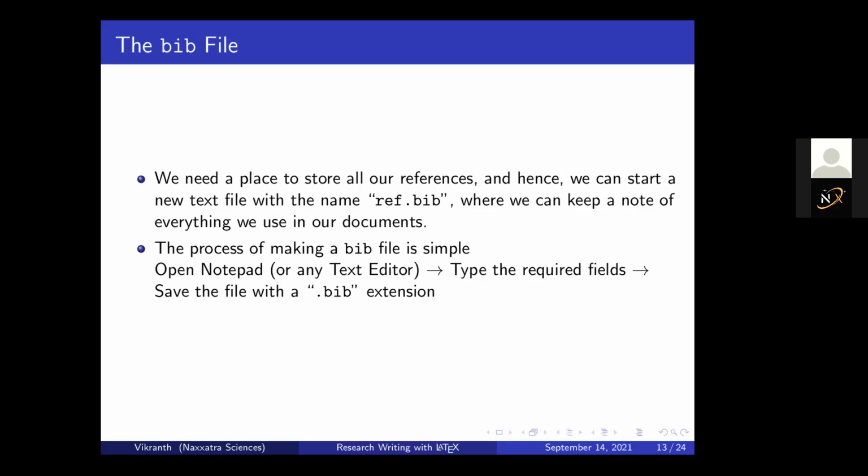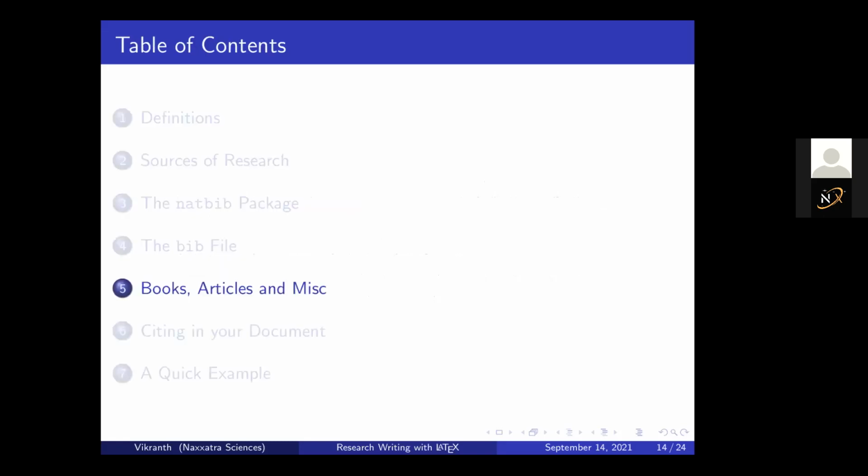So you just start a new text file and type in whatever is required. If it is a book, then you type in all the details of the book: the title, the author, the publisher, the publication year, the ISBN number, anything that you would require. Then you save it with a .bib extension, and there you have your bib file. In my case, I will be saving the file as ref.bib. After some time, I'll show you how the ref.bib file looks. But before that, let's get into the different types that you might require immediately.